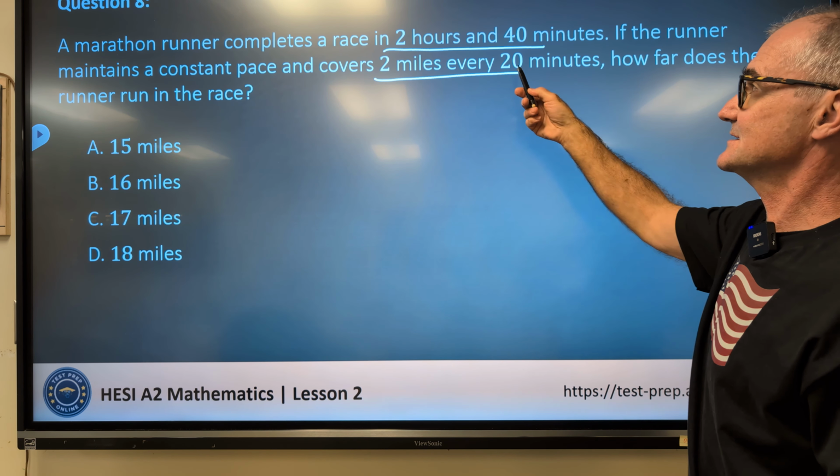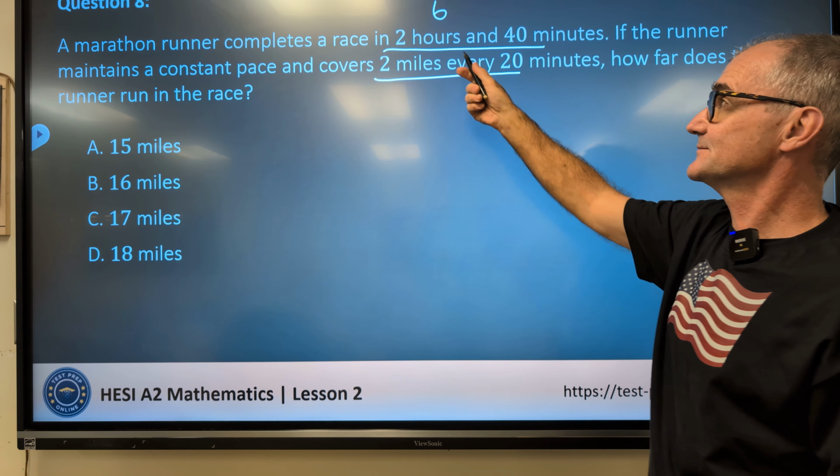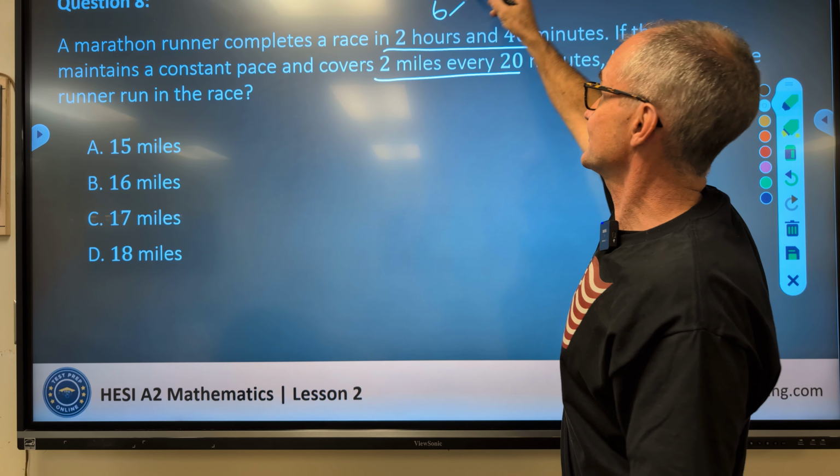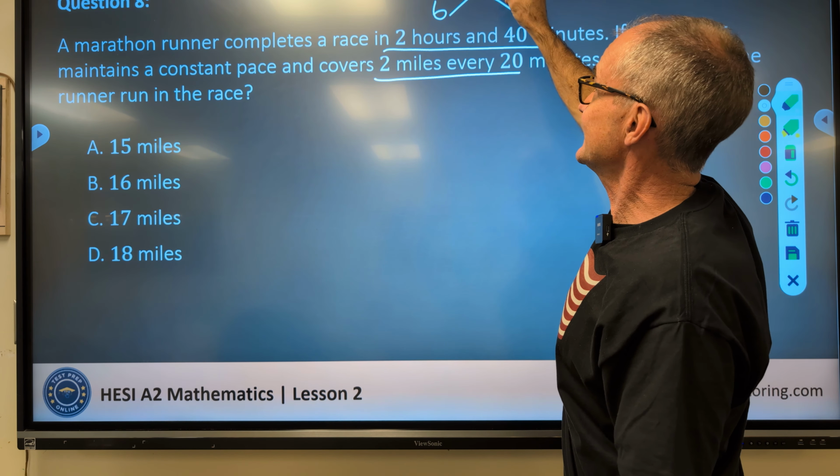So he runs a race in 2 hours and 40 minutes, and I could see this mileage is every 20 minutes. So I'm just going to take it and break it into 20-minute increments. So 2 hours, well, 1 hour is 20, 20, 20. So this 2 hours is going to be 3 times 2. This is going to be 60, right? 6 20-minute sections plus 2 more. So this total thing will be 8 20-minute sections. So he runs a total of 8 sections of 20, right? So I'm going to take that 8 and multiply it by 2 to get 16 miles.